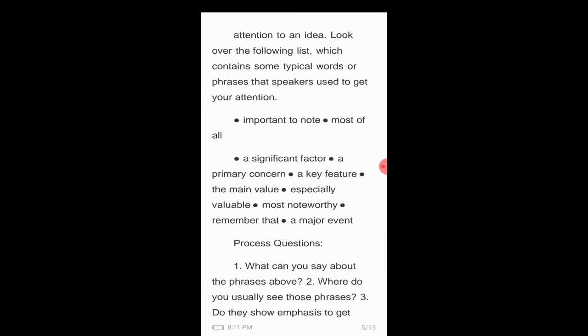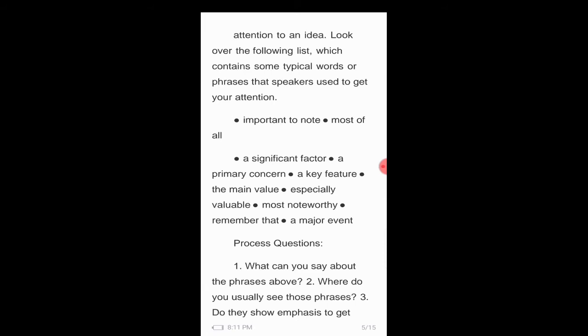Look over the following list, which contains some typical words or phrases that speakers use to get your attention. Okay, so first: important to note, most of all, a significant factor, a primary concern, a key feature, the main value, especially valuable, most noteworthy, remember that, a major event.